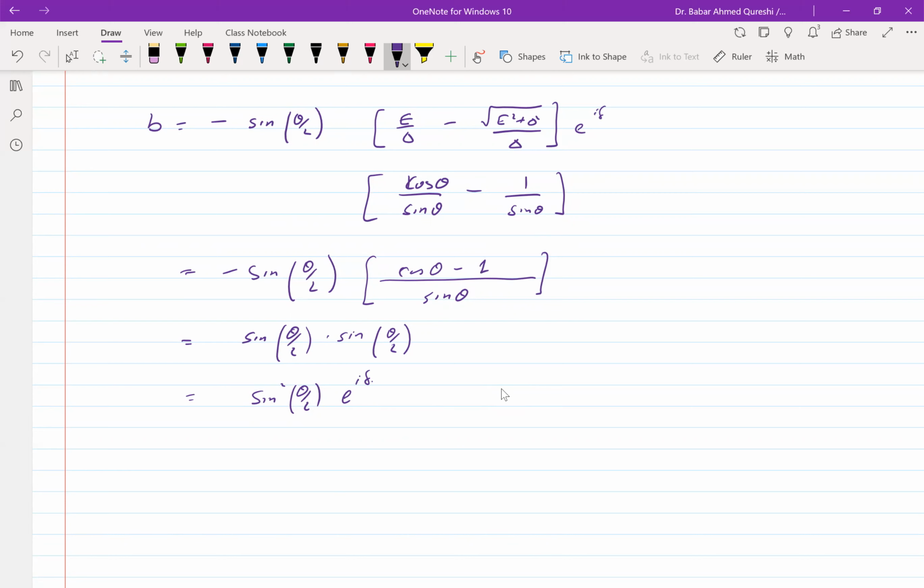No, no, no. In cos theta minus 1 we will take minus common and then it would become 1 minus cos theta which is equals to 2 sin theta by 2, right? And in the denominator it would be like 2 sin theta by 2 cos theta by 2 which will make it 1 upon cos theta by 2. I think so. Please check.